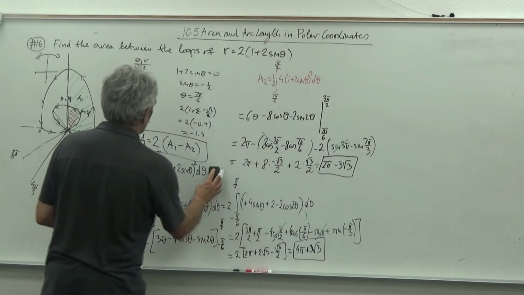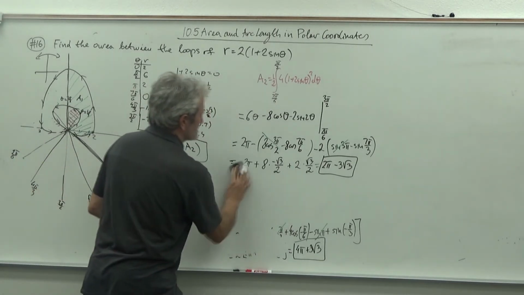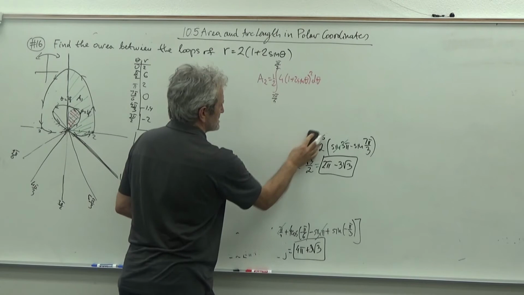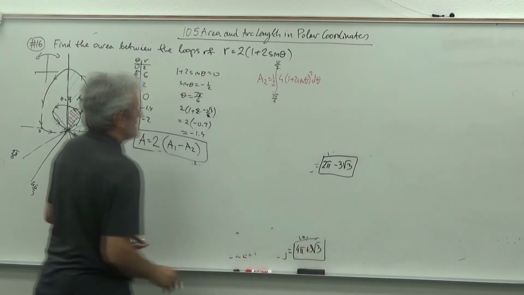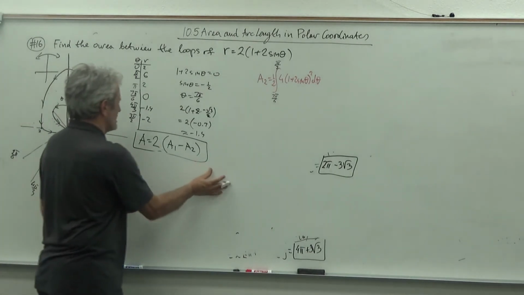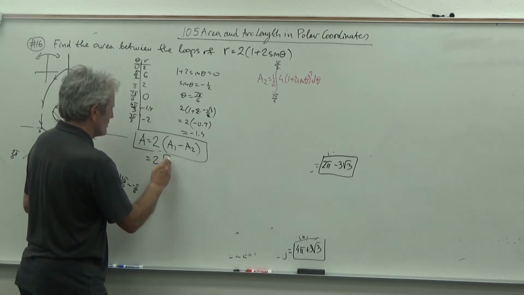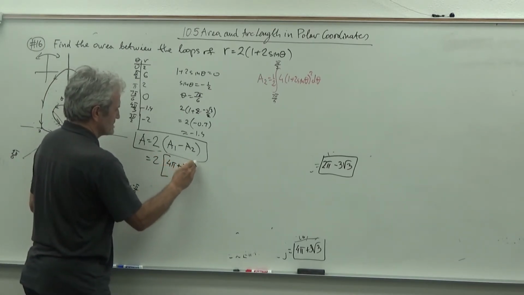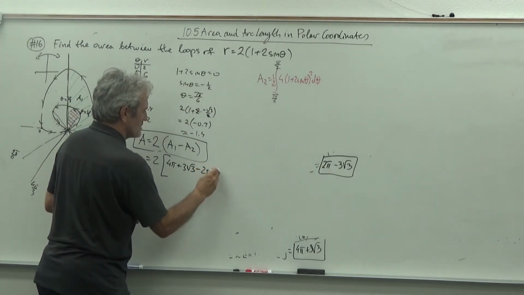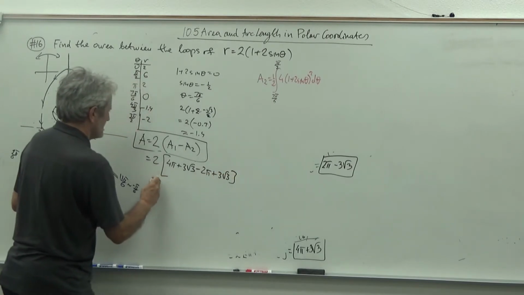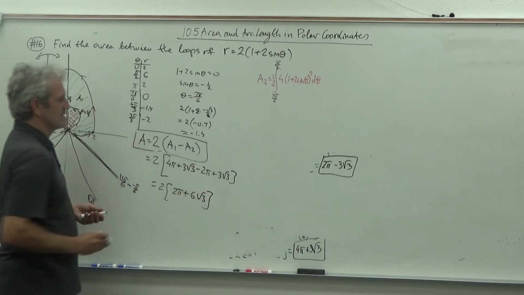So now, you know what I'll do? Since it's all very crowded, I'll just erase everything except what I need. So here are the pieces that I need. Here is my A2. Here is my A1. And then I'll do 2 times A1 minus A2. So it will be 4 pi plus 3 root 3. Now I subtract minus 2 pi plus 3 root 3. And that would give me 2 times 2 pi plus 6 root 3.